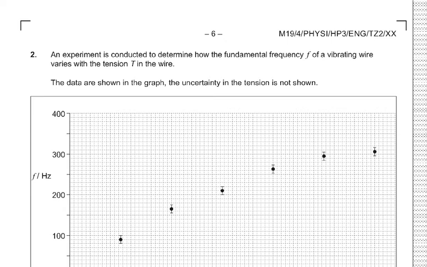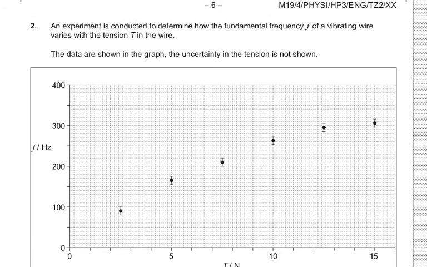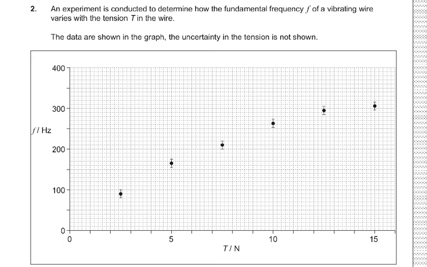Let's go. We have an experiment conducted to determine how the fundamental frequency of a vibrating wire varies with the tension in the wire. I wonder if you could steal that for an IA. That actually sounds like a cool experiment. Anyways, so we have the data shown here. We have the fundamental frequency versus the tension.